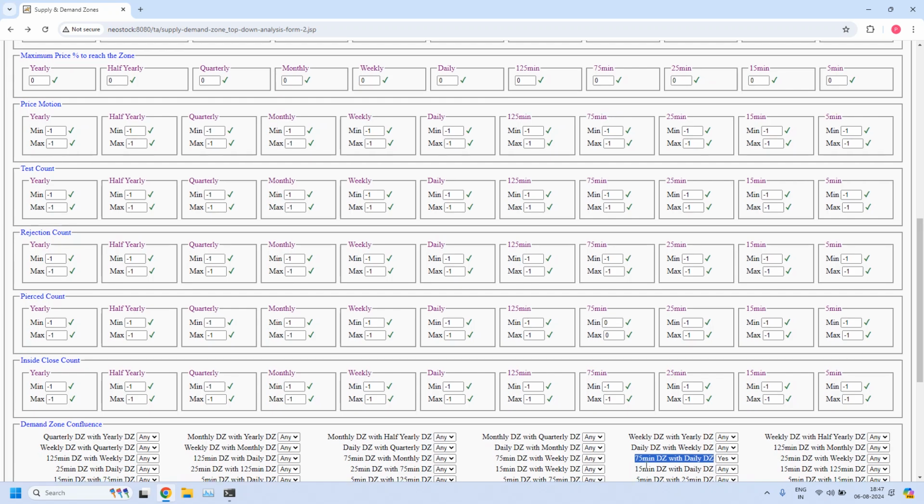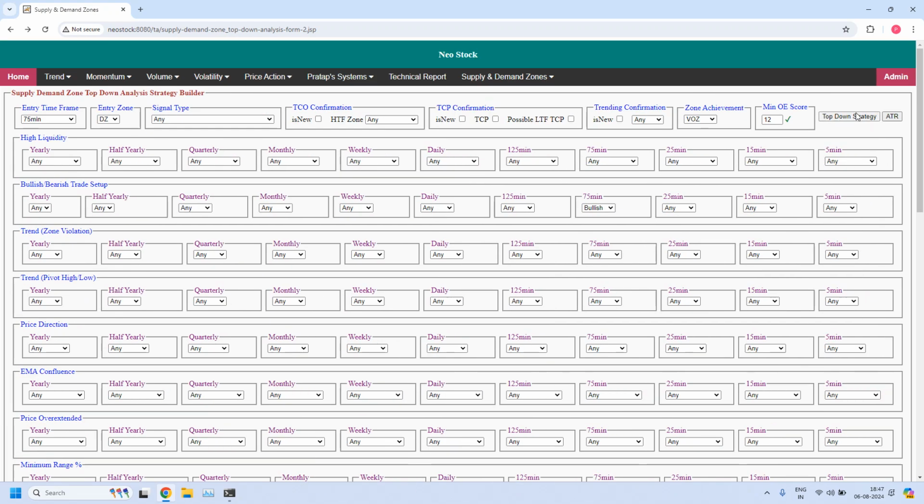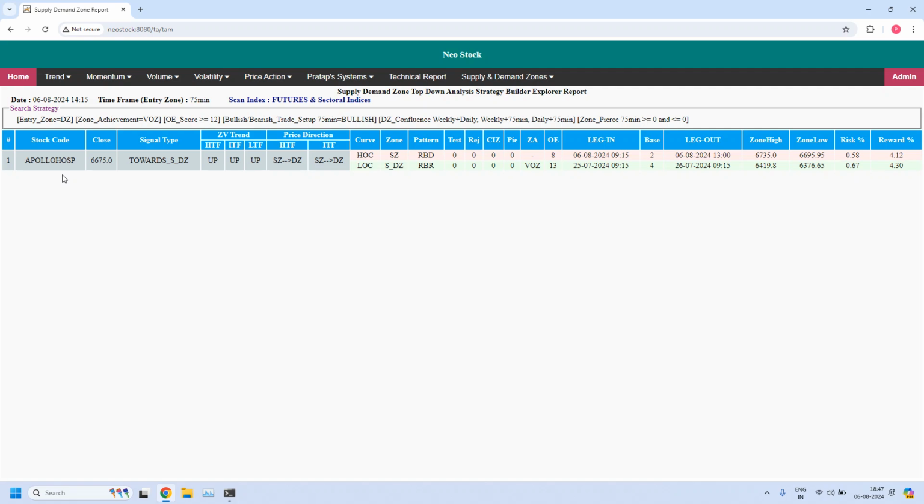So 75 minutes demand zone with daily, and also 75 minutes demand zone with weekly, and then ITF and HTF, daily demand zone confluence with weekly. So all the 3 filters we set. Now only one stock, Apollo Hospital, is currently supporting a bullish trade setup, LTF, ITF and HTF confluence, and also it is a high liquidity zone and a fresh zone. Very interesting.